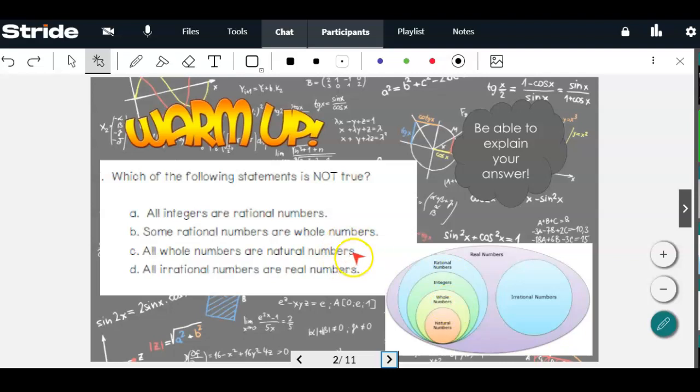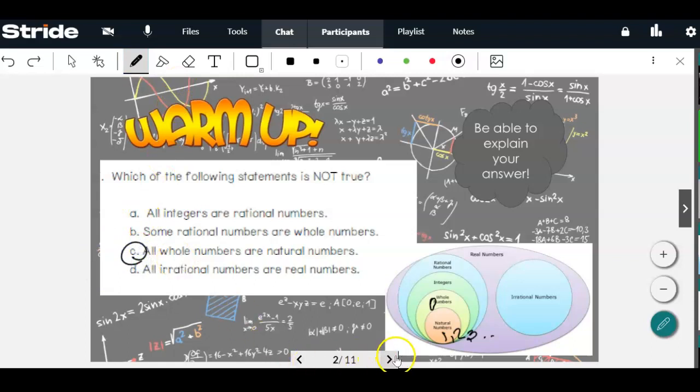All whole numbers are natural numbers. Okay, is that true? Think about that. Remember, natural numbers are where you start counting: 1, 2, 3, and so on. Whole numbers include those plus 0. So look how it's stated. All whole numbers are natural numbers. That's not true because 0 is not a natural number. So the answer there is C.